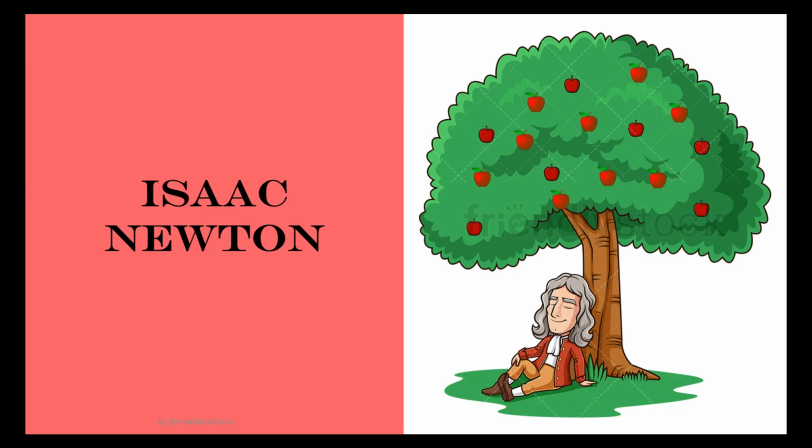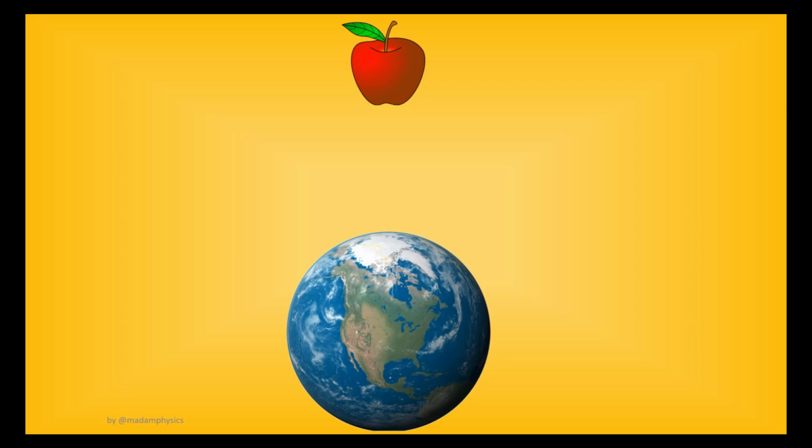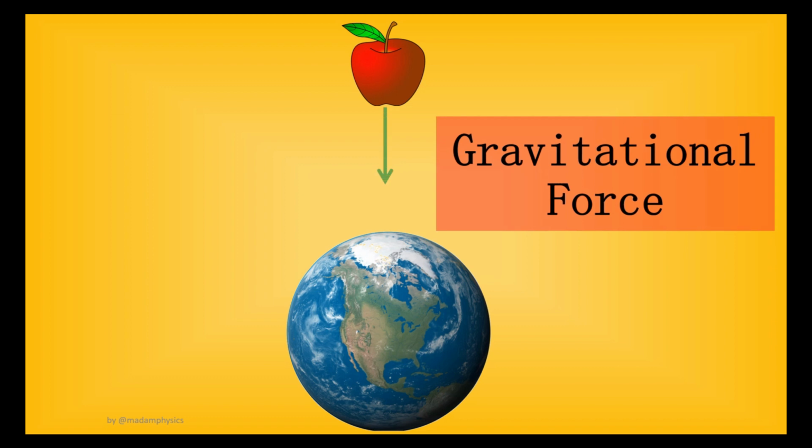We have all heard about the famous story of Newton and a falling apple. When he was sitting under the apple tree, suddenly the apple hit his head. He wondered why the apple fell straight down to the ground but not sideways. He realized that there must be some force pulling the apple towards the ground. This is known as gravitational force, or attractive force, between any two objects with mass separated by a distance.